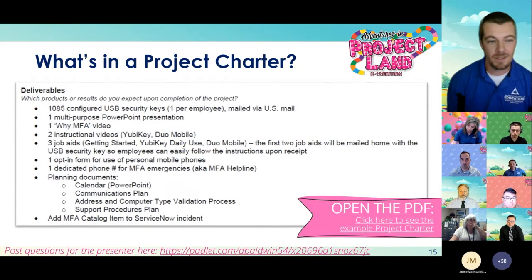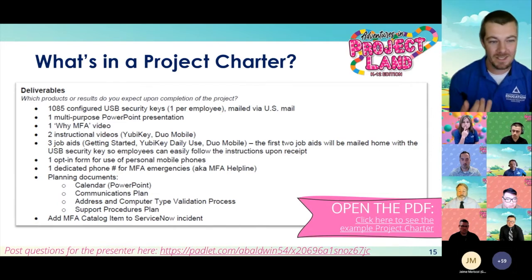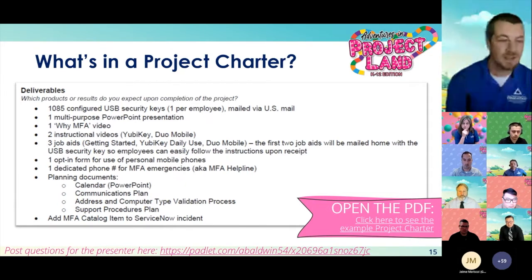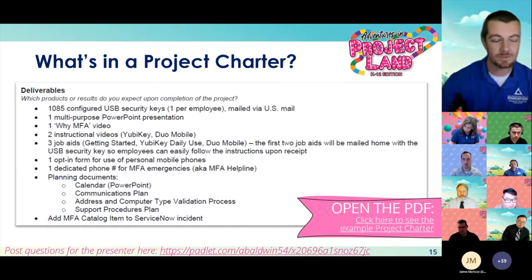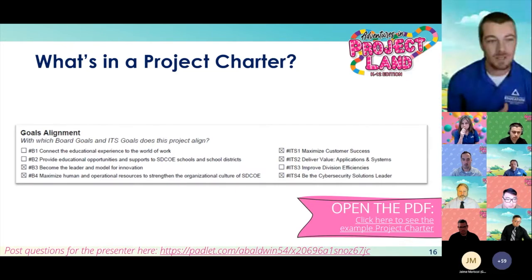Moving on to deliverables. This is what things are you delivering with the project? What products or results do you expect upon completion? This is physical items. This is, we have training videos, we have instructional videos, job aids, a dedicated phone number for emergencies, planning documents, things you might have to use in your system. These are all examples of deliverables. They are just the artifacts that are coming out of your project. We also add our goals alignment, which is helpful to show how your project supports the strategic plan of your organization. That's just a good thing to do.